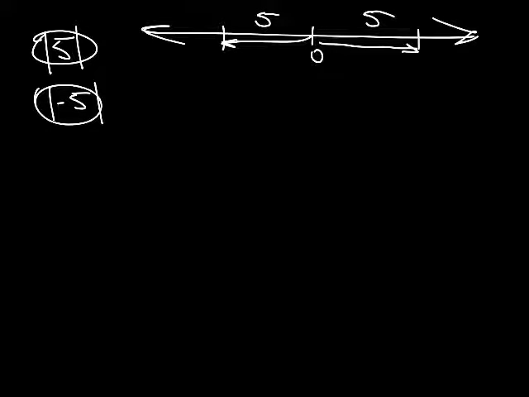All this negative here means is what direction we went from 0. So how far is 5 from 0? 5. How far is negative 5 from 0? 5. So the absolute value of any number is that number made positive, because it's just looking at the distance.